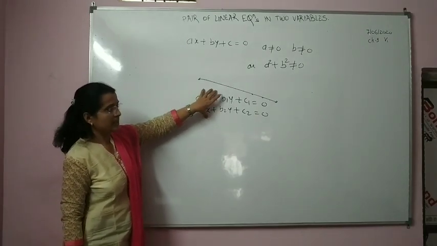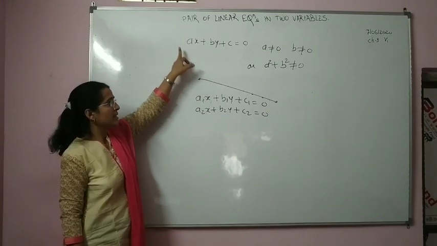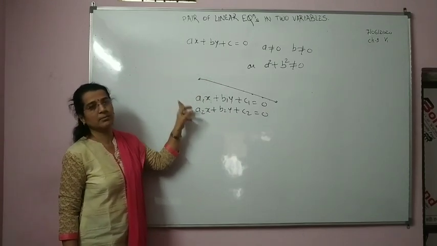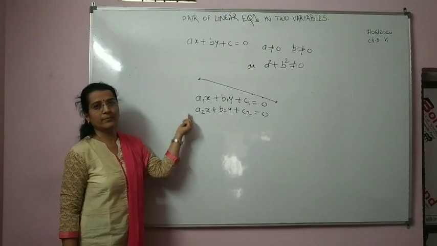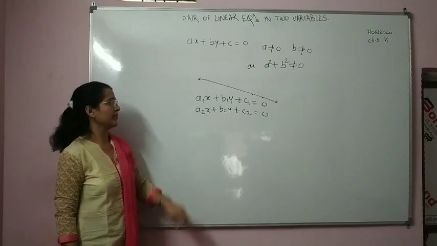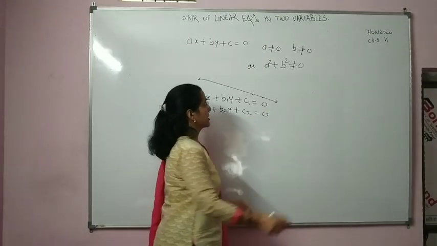So the same chapter which we saw last year, we will carry the same concept this year with a pair of linear equations in two variables. As it is a pair, again what is the condition?